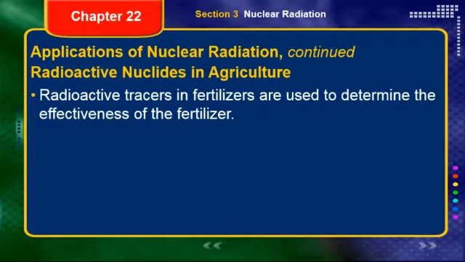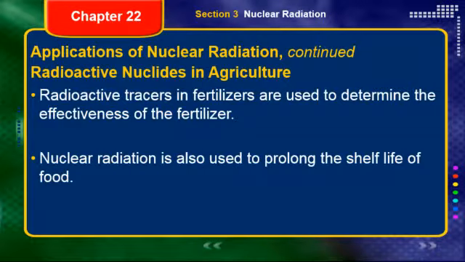Radioactive nuclides can also be used in agriculture. Radioactive tracers and fertilizers are used to determine the effectiveness of that fertilizer, much in the same way that you can track the uptake of certain substances in the human body, like we just saw using tracers. You can associate those tracers with a fertilizer and then track where those radioactive nuclides end up in some crop or plant matter. Nuclear radiation is also used to prolong the shelf life of food.